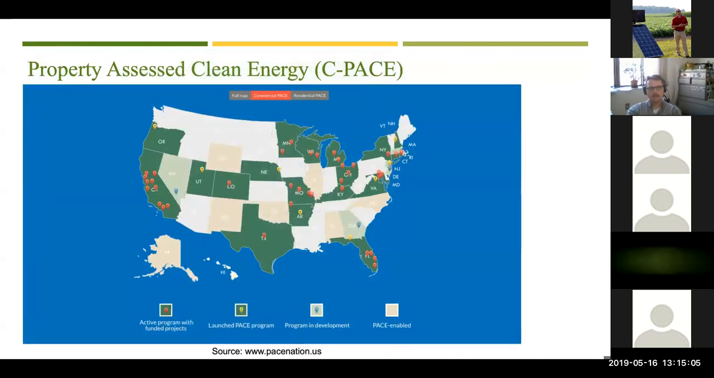You can see the source at the bottom there. If you want to learn more about PACE, I'd encourage you to check out the website there. Just 2 slides that show states that have some activity. You can see the red pen marks in the green states are active programs that have funded projects. The green states with yellow dots are launched PACE programs. And then these beige states are PACE-enabled legislation, but it's not active.